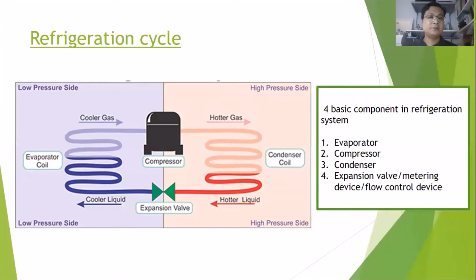As we know, we have 4 basic components in the HVAC system: evaporator, compressor, condenser, and the last one, expansion valve. Maybe we will discuss only 2 components here in the first part of chapter 4. The first one is the evaporator and the second one is the compressor.